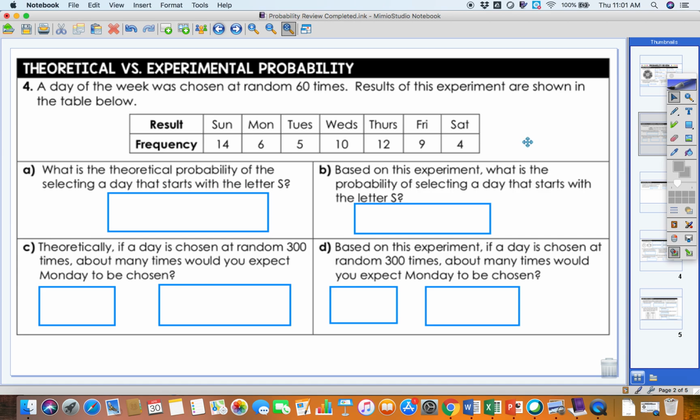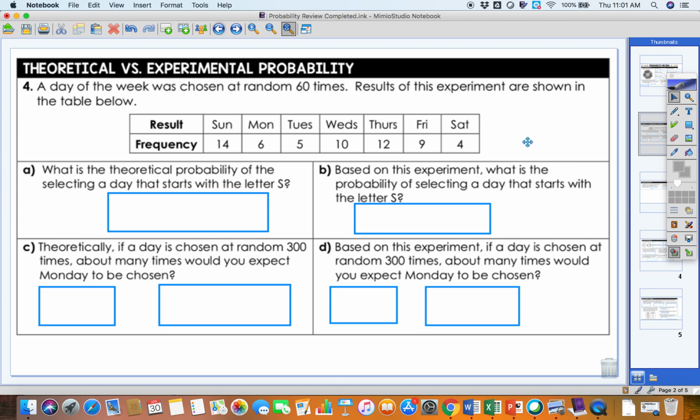So hi guys, this is the probability review, and this section is going to talk about theoretical versus experimental probability. And this, guys, is a situation that deals specifically with vocabulary. You have to read the question and look for specific words.